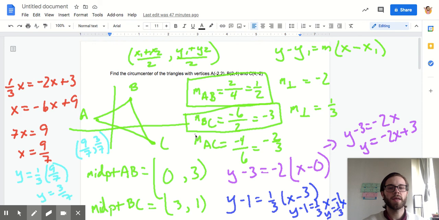So once again, all that you end up doing is you need to find the perpendicular bisector. To find a perpendicular bisector, you need two pieces of information: the perpendicular slope and the midpoint. All right, and then you just find those two equations, find the point of intersection, and that will be the circumcenter. All right. Let me know if you have any questions.